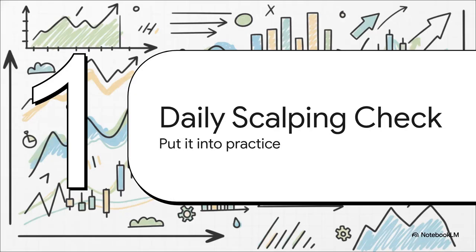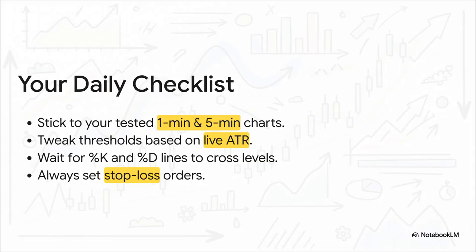All right, we've covered a ton of ground, so let's pull this all together into a simple, actionable checklist you can literally use every single day to put these ideas into practice. Here it is. First, stick to the time frames you tested. Be consistent. Second, use the live ATR to tweak your levels based on what the market is doing right now. Third, be patient. Wait for that full confirmation. That means letting both stochastic lines cross your levels. And finally, the most important rule of them all, always protect your capital with a stop loss.